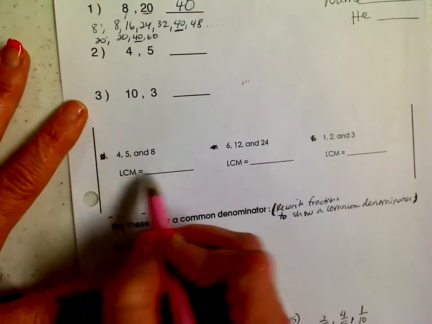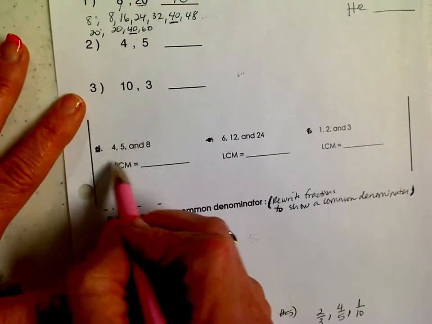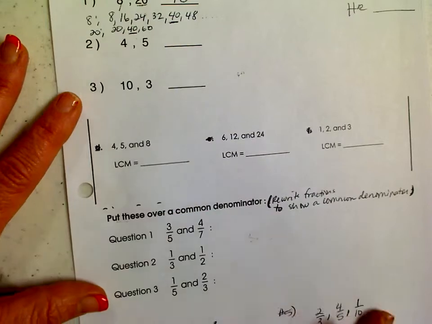Least common multiple of 3 numbers. You're going to need to know how to do this. 4, 5, and 8. What's the lowest number all 3 of those go into? You're going to write that there.